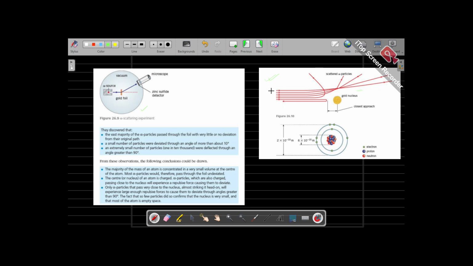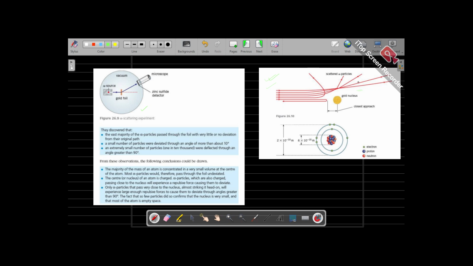Then, as this figure right here suggests, a small number of alpha particles were deviated by an angle that is more than 10 degrees. That is, they were kind of repelled while passing through the vicinity of the nucleus, which then led to this conclusion that since alpha particles are positively charged, then the nucleus itself, or the region near which they are being deviated, must also have a positive net charge on it, right? And then we said that a nucleus has a positive charge.